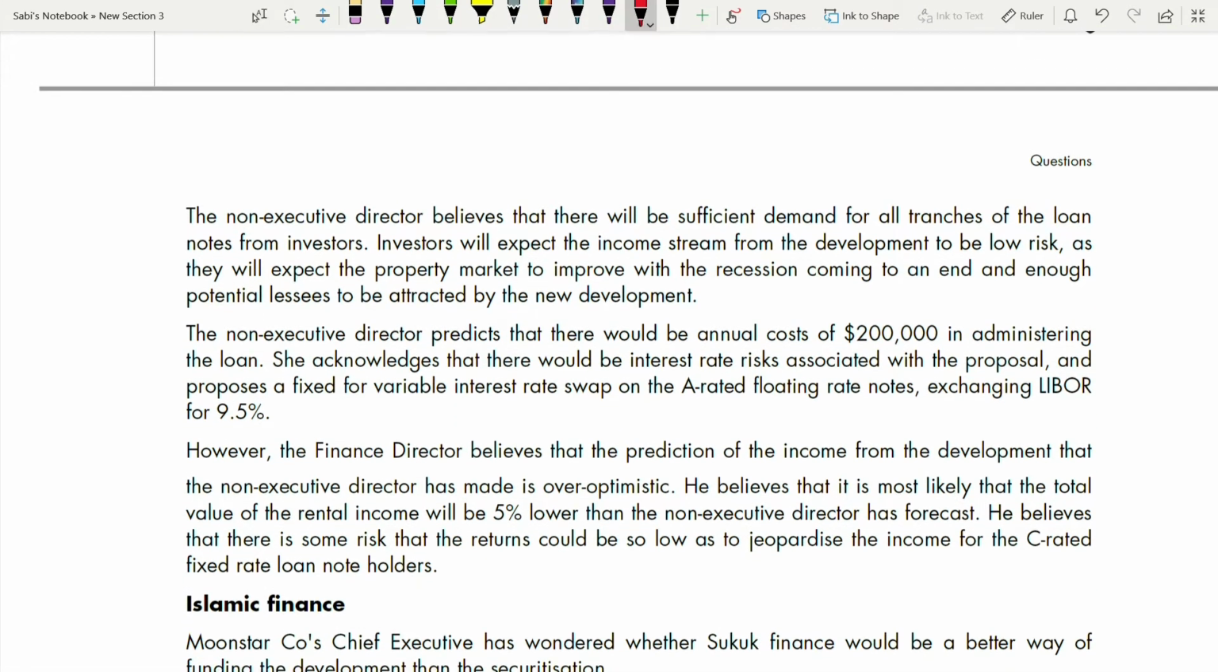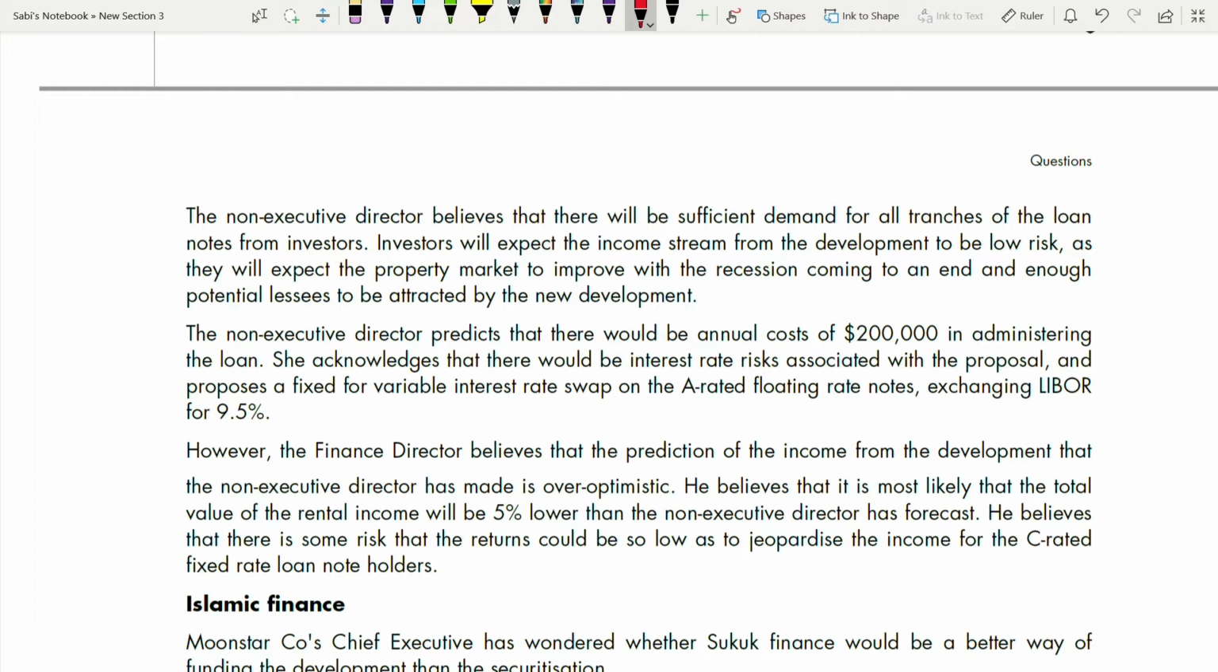The non-executive director believes that there will be sufficient demand for all the tranches. All the tranches means tranche A, tranche B, tranche C. There are different types of tranches, and they are given different ratings. Tranche A is the best one. It is the safest, less risky. Then comes tranche B, then tranche C. So there will be sufficient demand for all tranches of the loan notes from investors. Investors will expect the income stream from the development to be low risk.